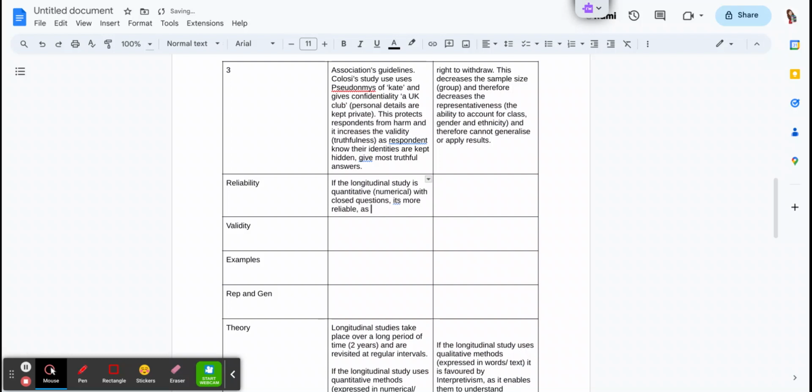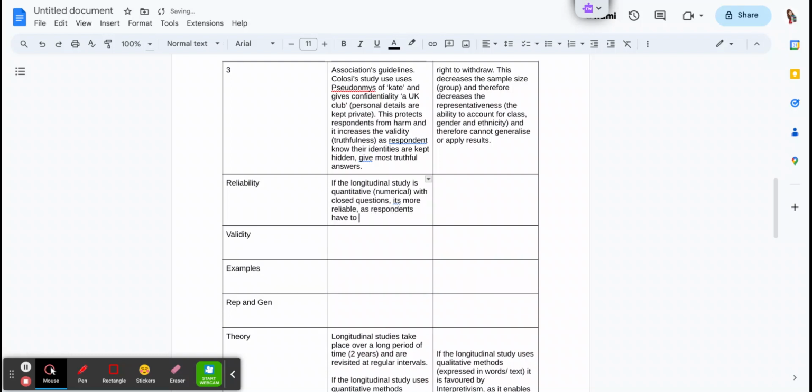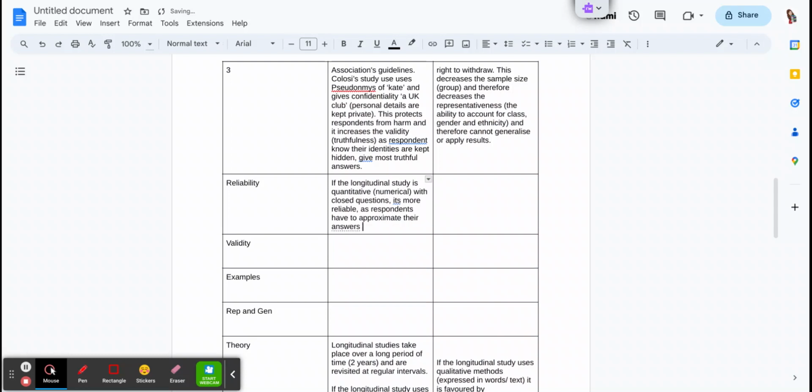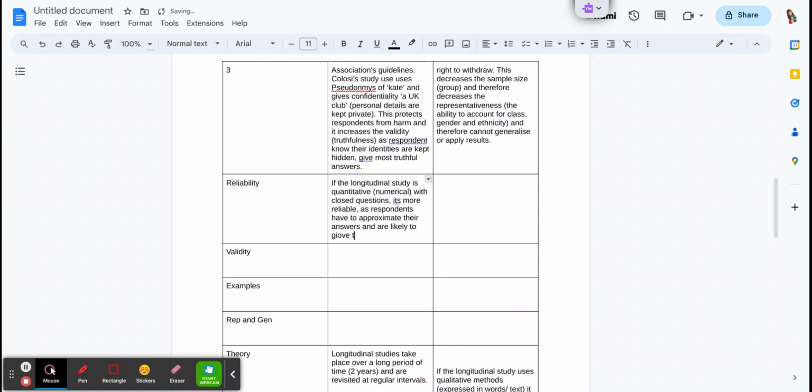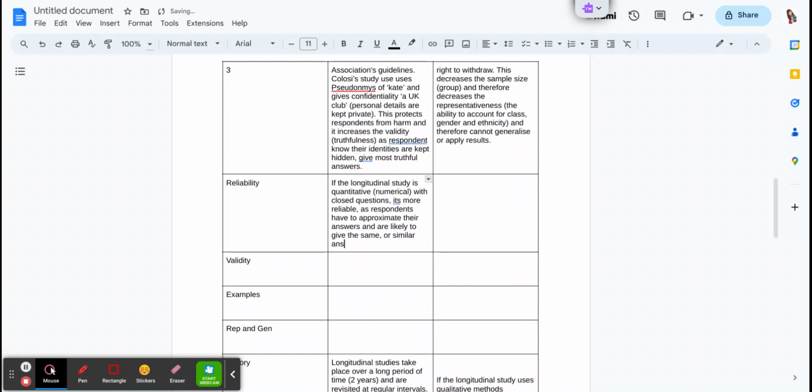as respondents have to approximate their answers and are likely to give the same or similar answers again. If the longitudinal study is quantitative and it's got closed questions, it's going to be more reliable, as respondents have to approximate their answers and are likely to give the same or similar answers again.